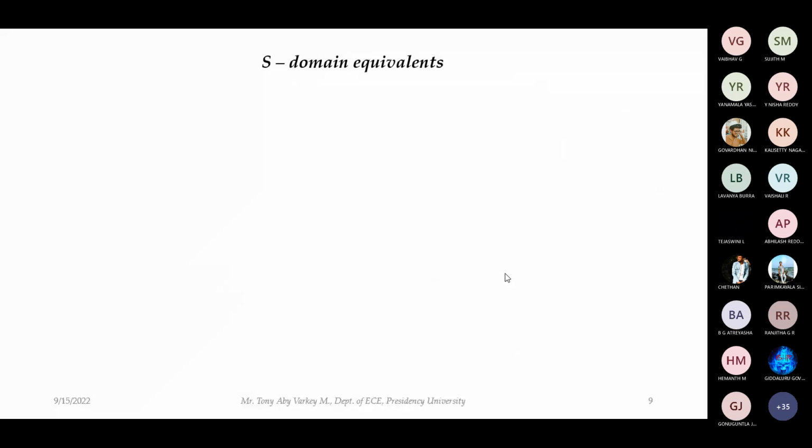Okay, so let us summarize whatever we have done till now: S domain equivalence of electrical elements. First one is the resistor. In S domain, I of t will become I of S. VR of t will become VR of S, and R will be R itself. So it will be like this, correct?